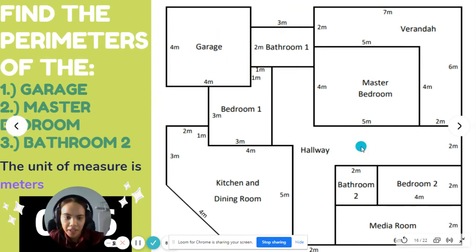The garage is a square, the bathroom is a square, the master bedroom is a rectangle. Find the perimeters very, very quickly.